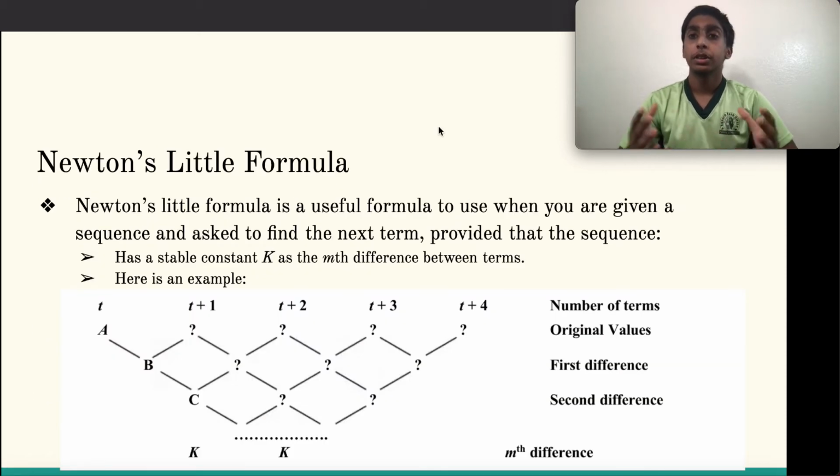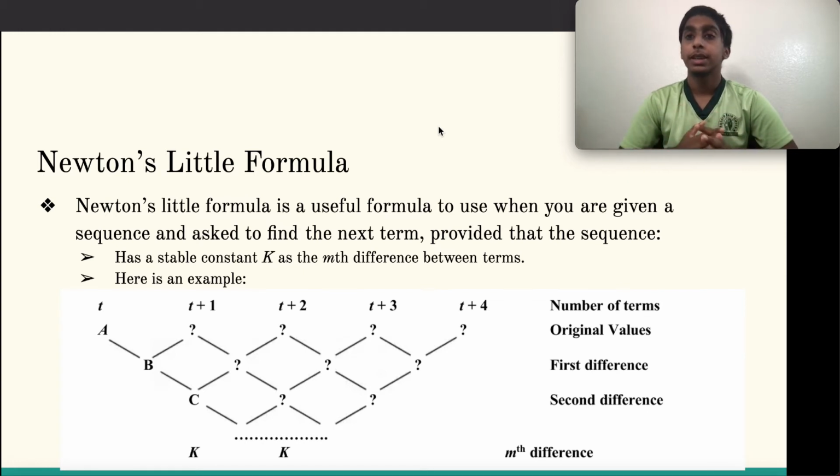The first thing we're going to learn today is Newton's little formula. Newton's little formula is a useful formula to use when you're given a sequence and you're asked to find the next term, provided that the sequence meets a few conditions. First, the sequence must have a stable constant k as the nth difference between terms. And I'll put a chart in there.